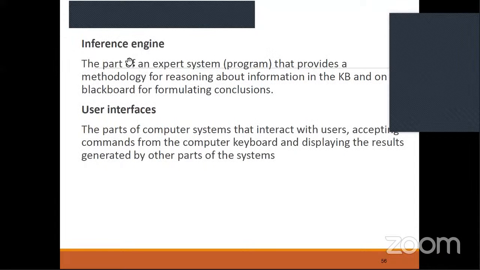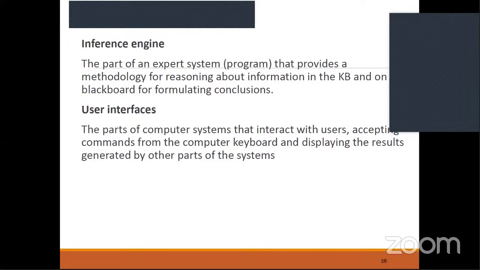You have an inference engine, a part of an expert system that provides a methodology for reasoning about information in the knowledge base and on the blackboard for formulating conclusions. Inference engine is basically a system which comprises inference rules, and some of these rules are modus ponens, modus tollens, hypothetical syllogism, conjunction, and disjunction. They use those inference rules to derive more knowledge.